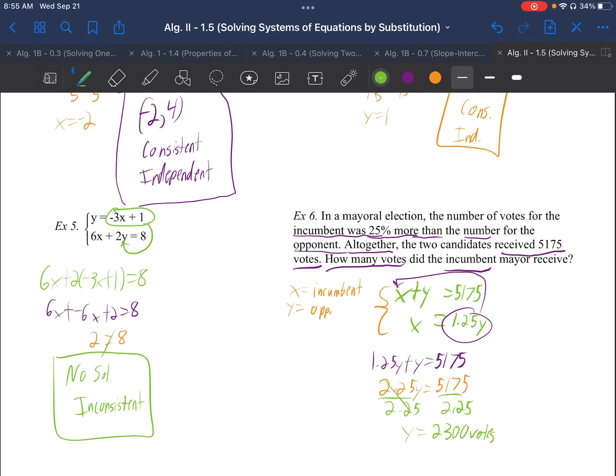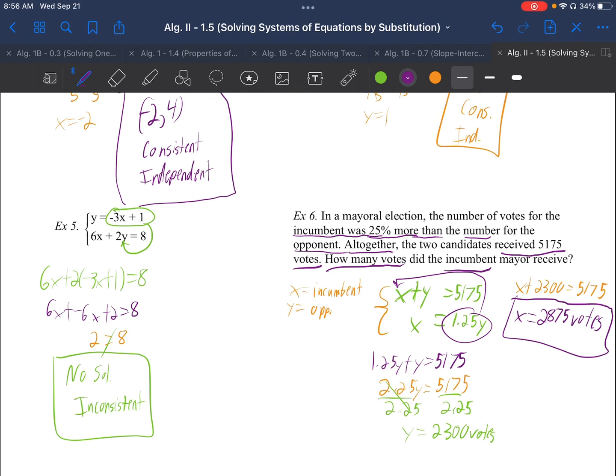What we really want, though, is how many votes the incumbent received. So we can plug it back into either equation. Let's say we choose the top one. You can choose either one, like I said. x plus 2,300 equals 5,175. Subtract 2,300 from both sides, and x, the incumbent, received 2,875 votes.